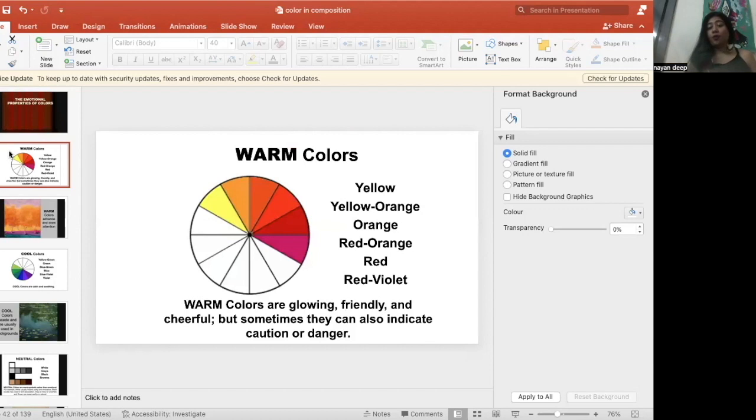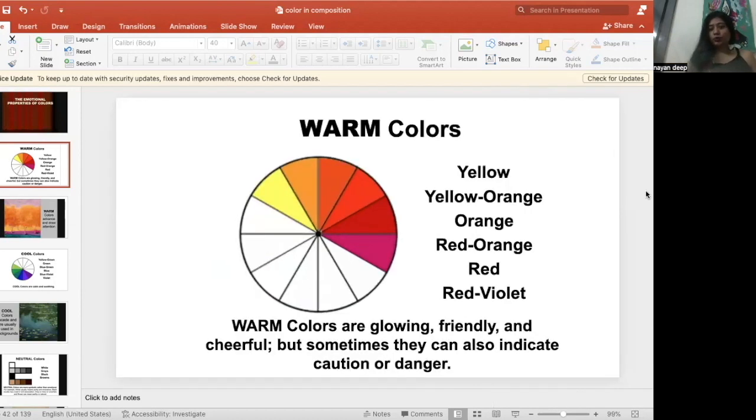First group is warm color: yellow, yellow orange, orange, red, red violet. To recognize warm color, you have to see there is some familiar shade, tint, or hue of yellow or red. Anything having an effect of yellow or red is warm color. Warm colors are glowing, friendly, and cheerful, but sometimes they can also indicate caution or danger. Warm colors are attention seeking.